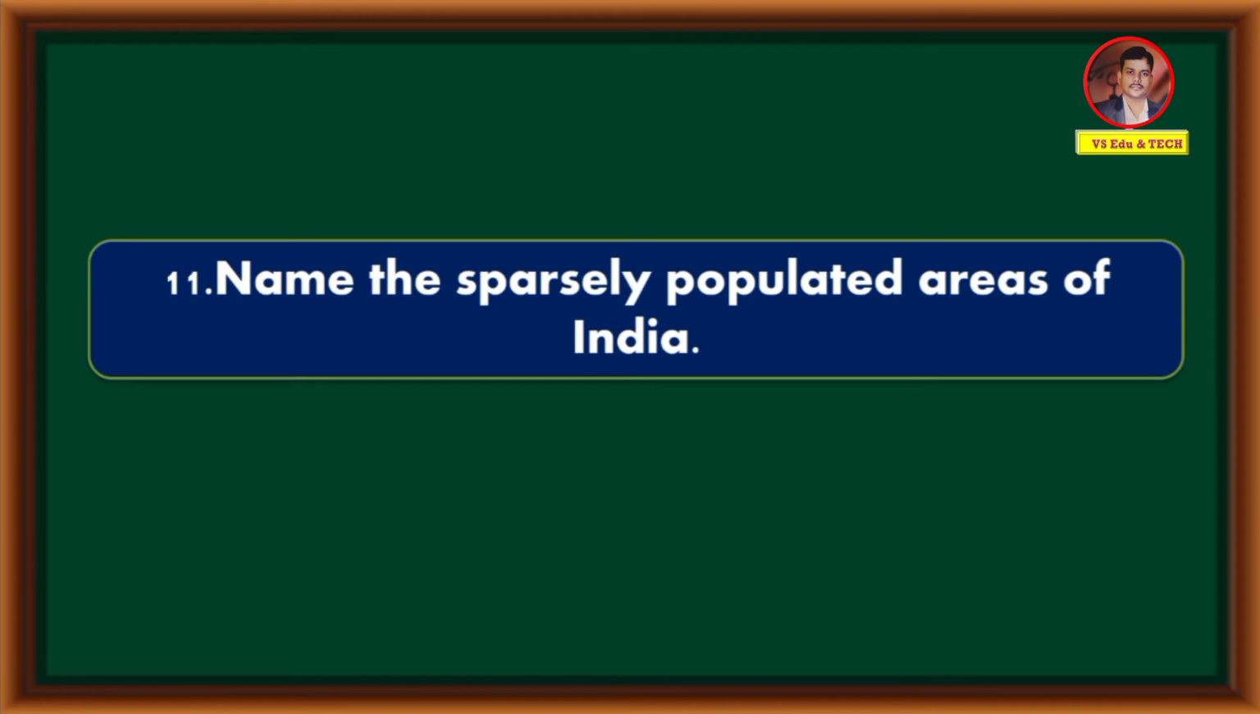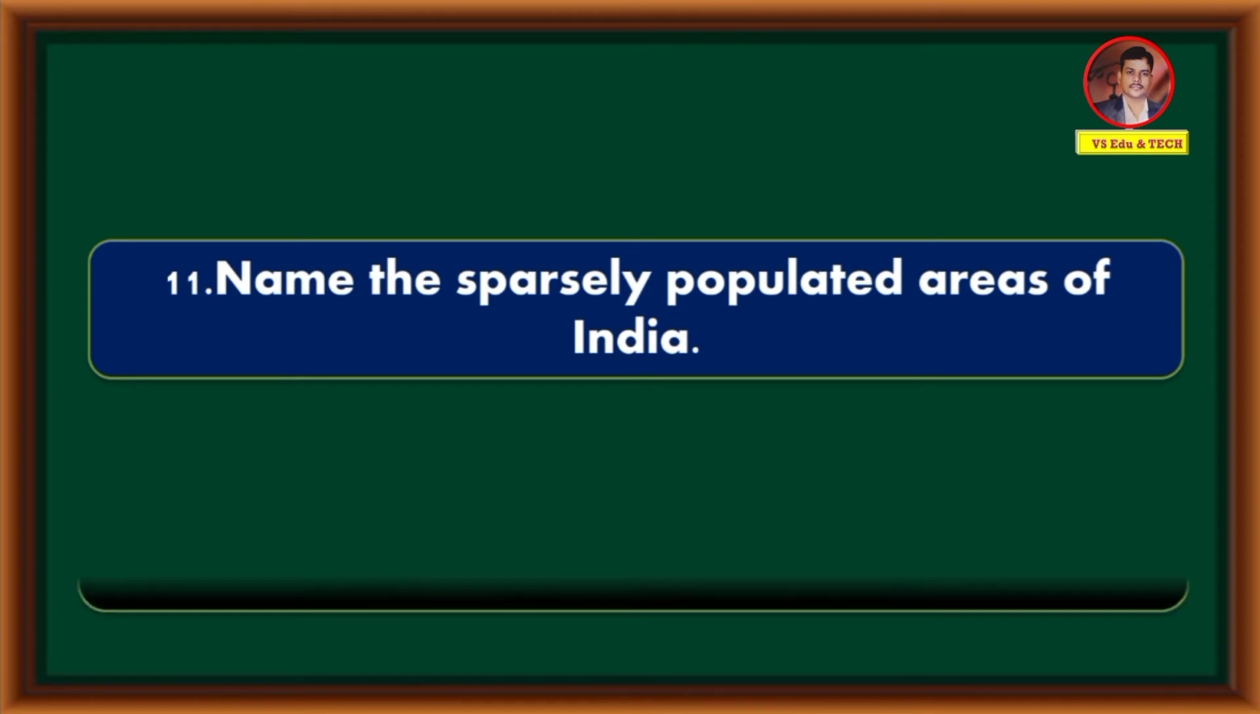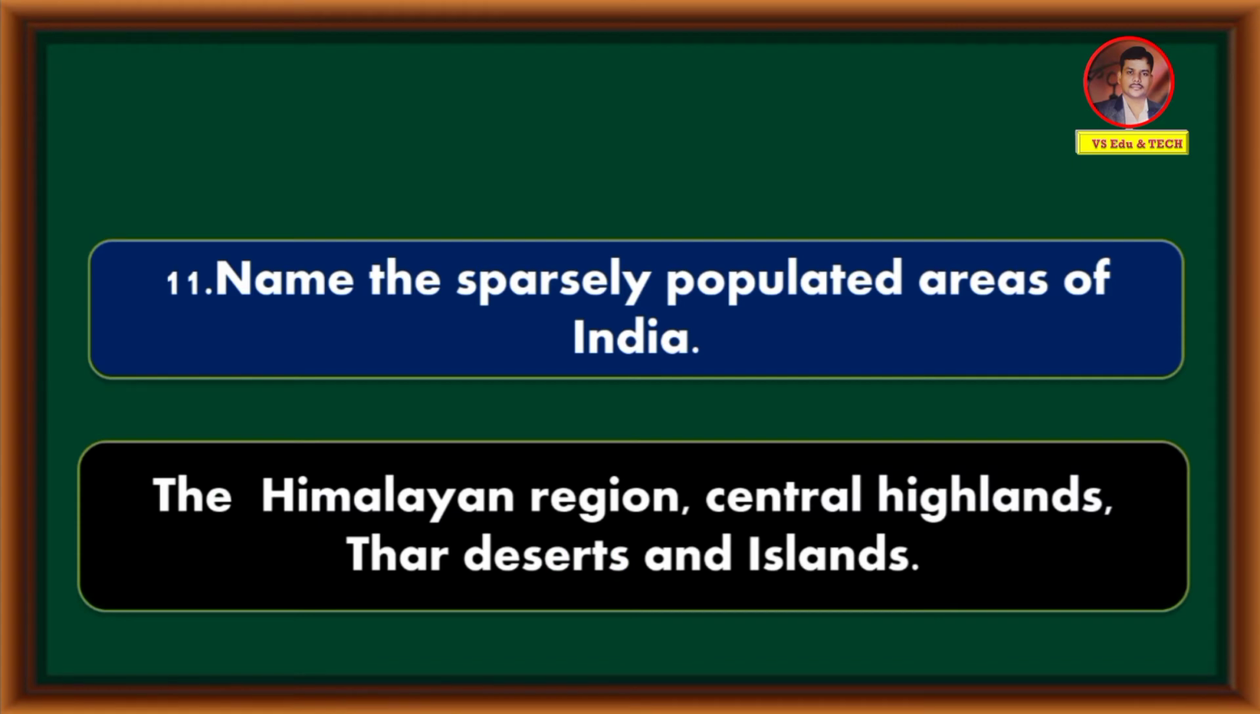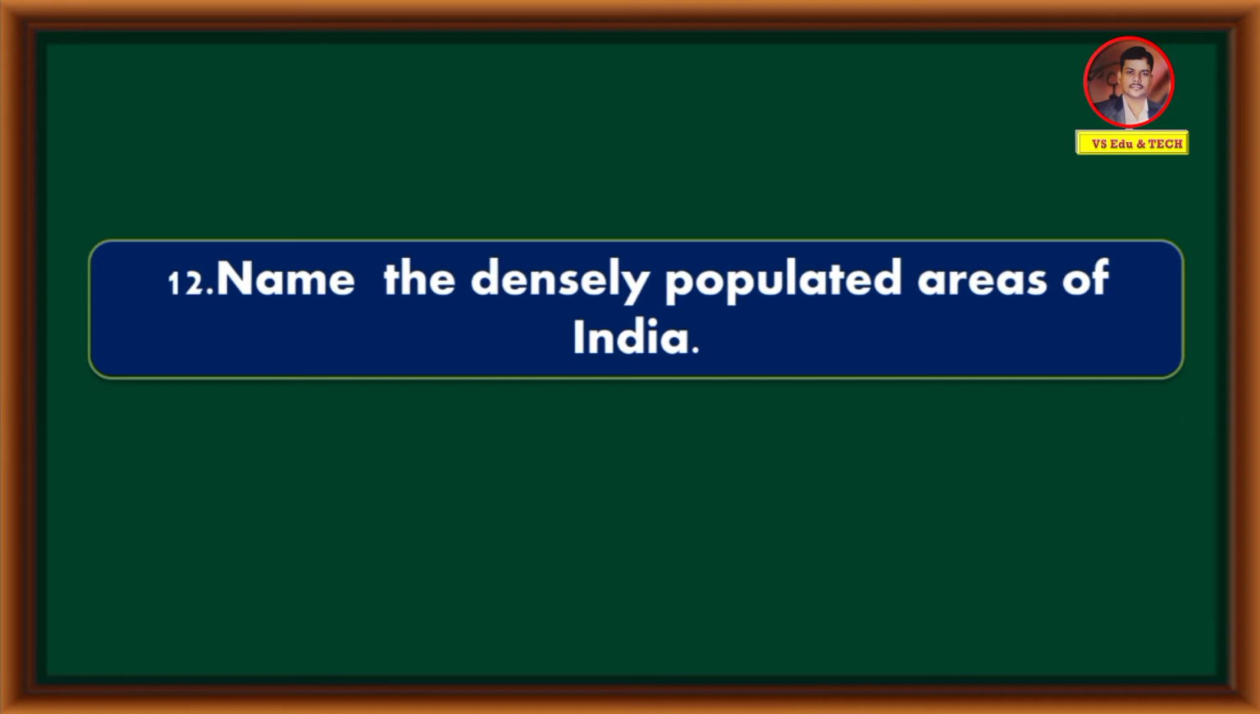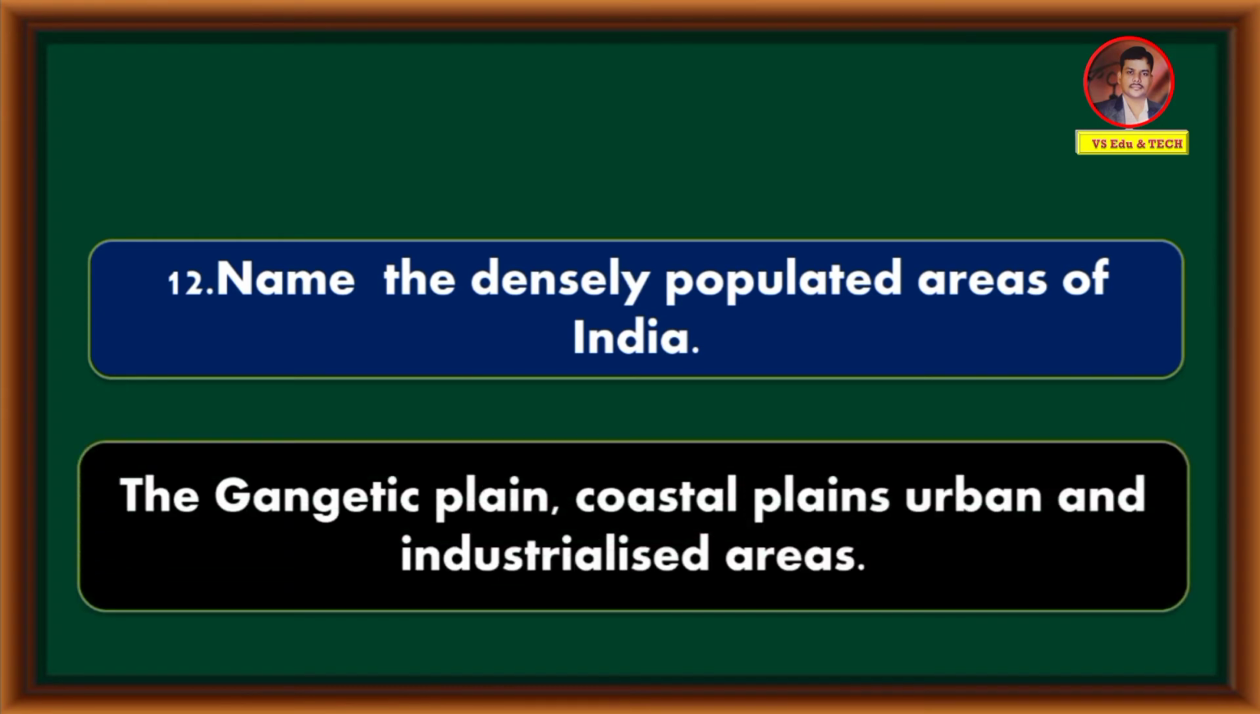Name the sparsely populated areas of India. The Himalayan region, Central Highlands, Thar deserts, and islands. Name the densely populated areas of India. The Gangetic Plain, coastal plains, urban and industrialized areas.